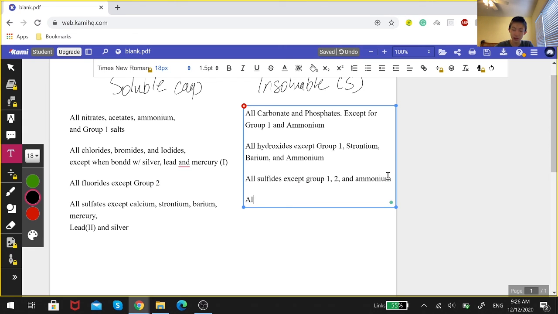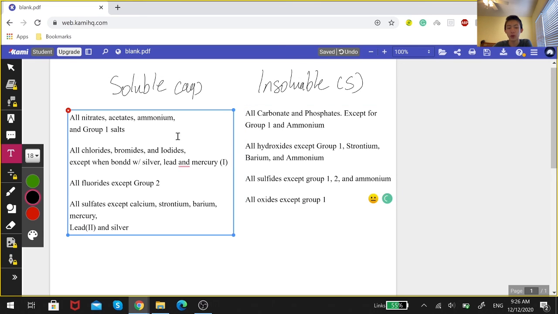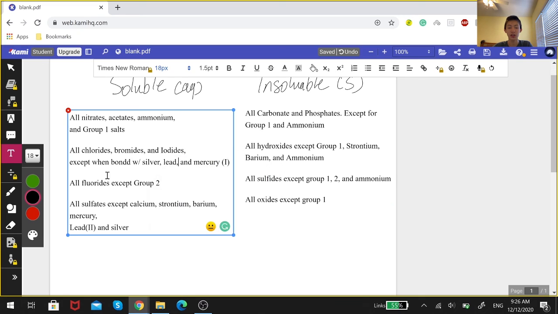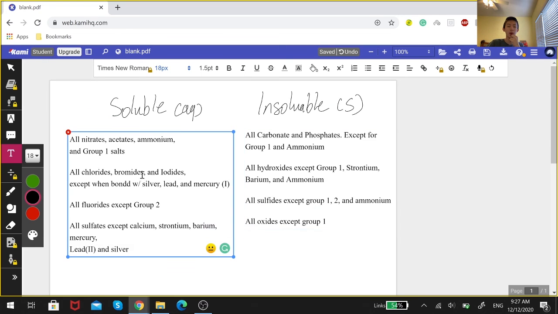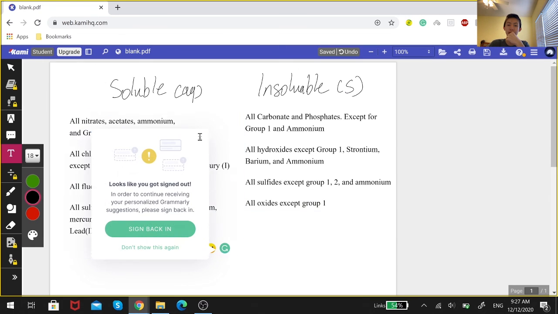And finally, all oxides, and again, except group 1. So as you can see, group 1 is always aqueous without any exceptions. And the rest, you just gotta look at these exceptions and find your element, and using these, you'll know when it's aqueous and when it's solid.